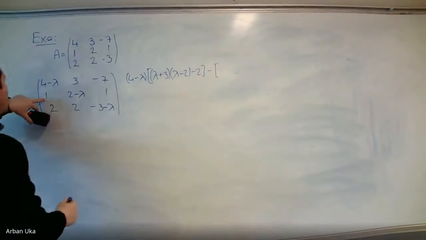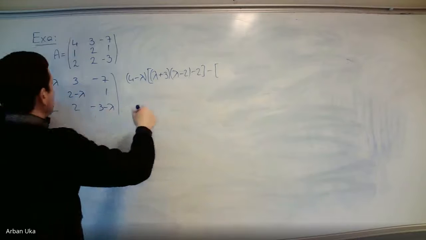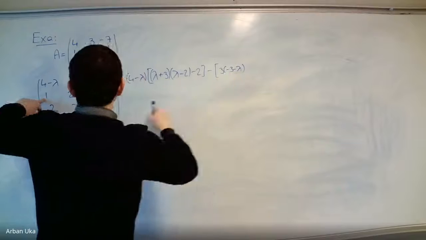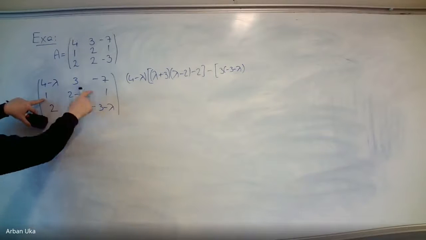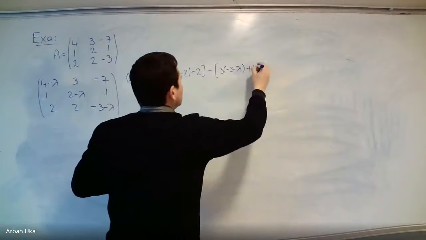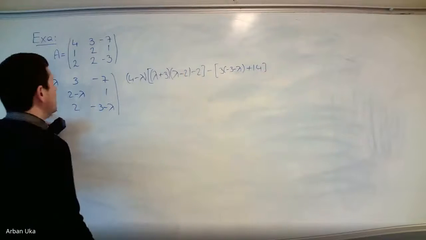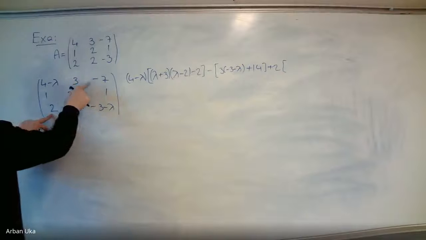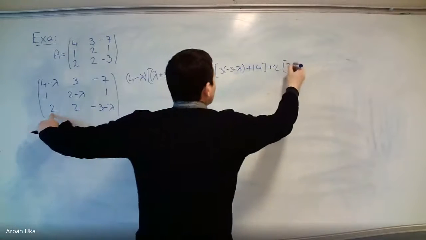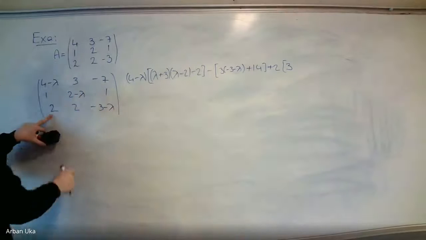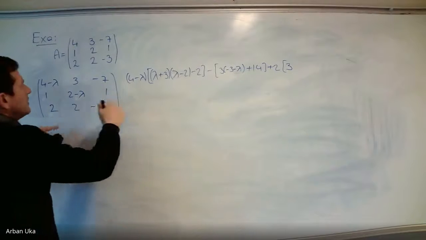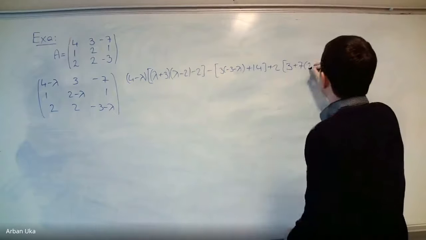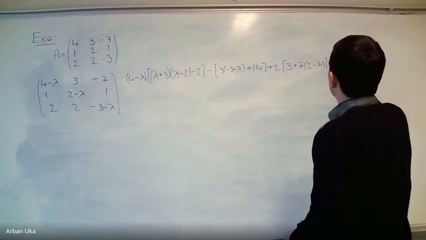Then we can pick, let's pick up this one, minus 1. So we can say here minus 1 times 3 times minus 3 minus lambda, so we multiply these two, plus 14 plus 2 times 3, so we multiply these two, 3 plus 7 times 2 minus lambda, this should be equal to 0.